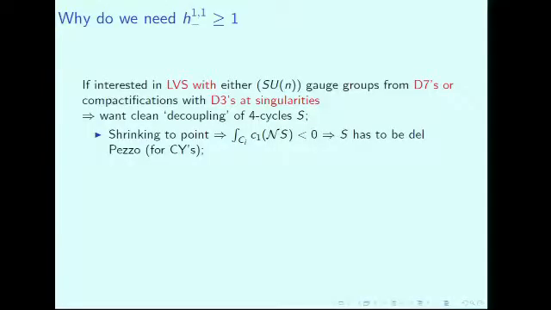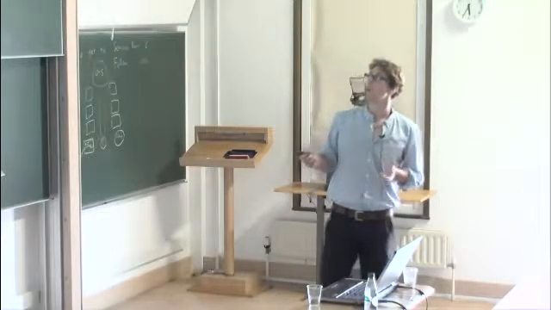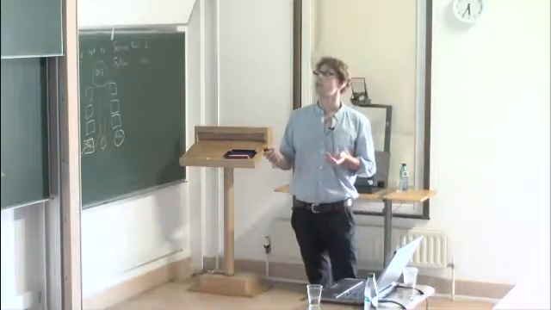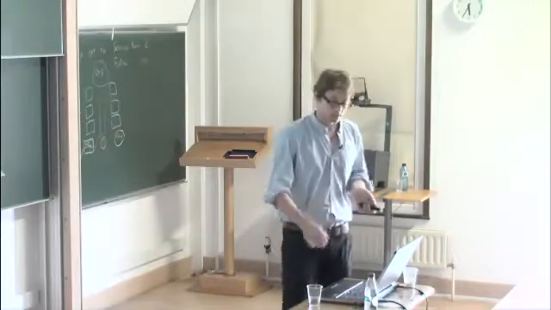Shrinking to a point means that the first Chern class of the normal bundle of this divisor has to be strictly negative. So integrated, this first Chern class over every effective curve of this divisor S has to be negative. And on a Calabi Yau, by virtue of the adjunction formula, we know that S has to be del Pezzo.